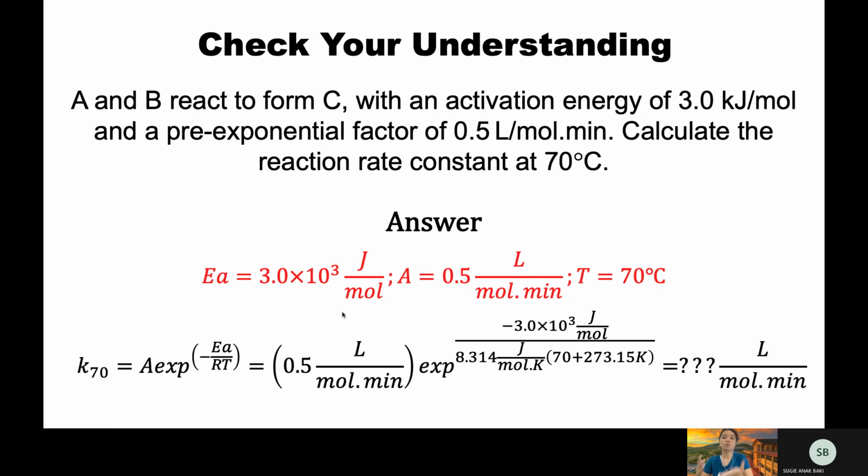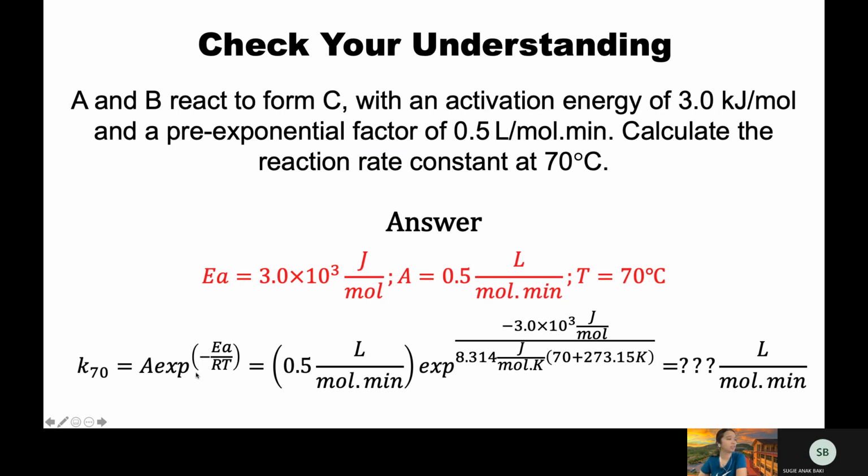So meaning let's say contohnya lah 1 km, 1000 meter. So sama. 1 kilojoule, 1000 joule. So kalau 3 kilojoule, 3000 joule. So you just multiply with 1000. Okay. Then A, your pre-exponential factor 0.5. Temperature 70 Celsius. Means kita nak cari K pada 70 Celsius.